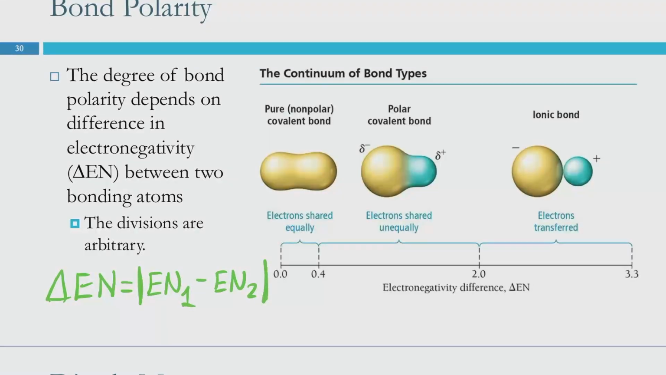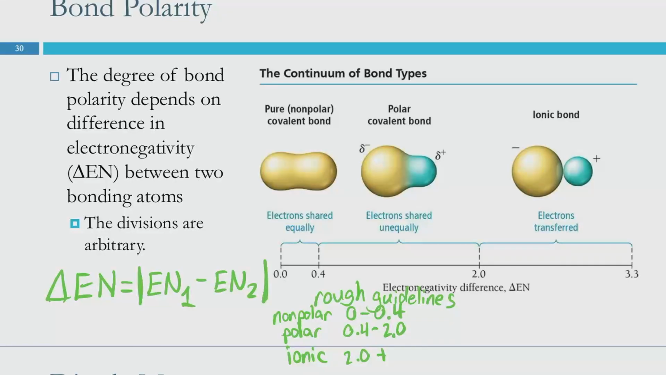And we've got these rough guidelines. For pure covalent or nonpolar, it's going to be 0 to 0.4. Polar, 0.4 to 2.0. And ionic, 2.0 and up.